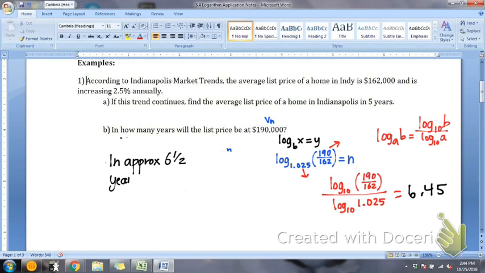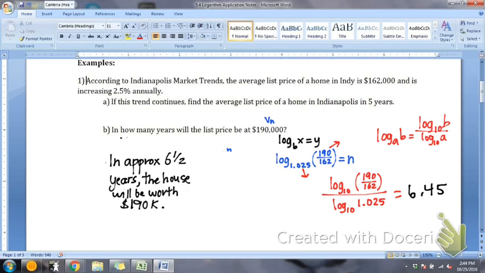Years, the house will be worth $190,000 or $190K, whatever. Now, if you just say in 6 years, I'm going to take off some points because 6.5 is different than 6, right? So be as close as you can. Any questions on part B?